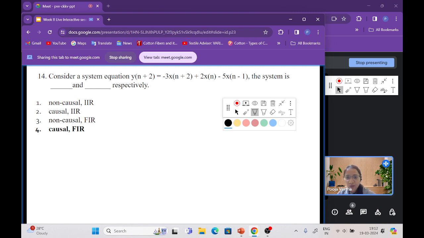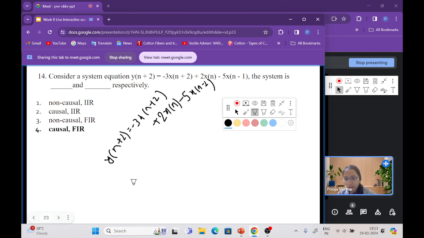So the system equation is given, that is y[n+2] = -3x[n+2] + 2x[n] - 5x[n-1]. In order to solve any question or problem, we first need to take the Z transform of this function, in order to find out whether the system is causal or non-causal, FIR or IIR filter.